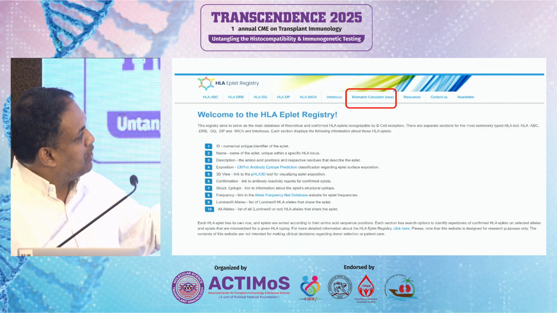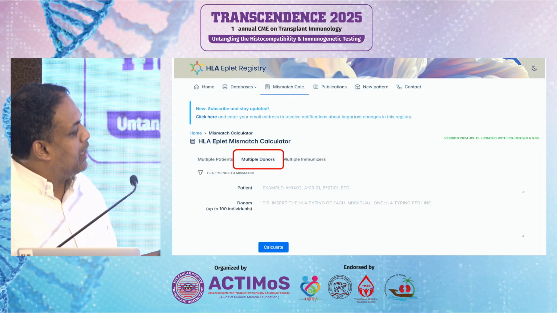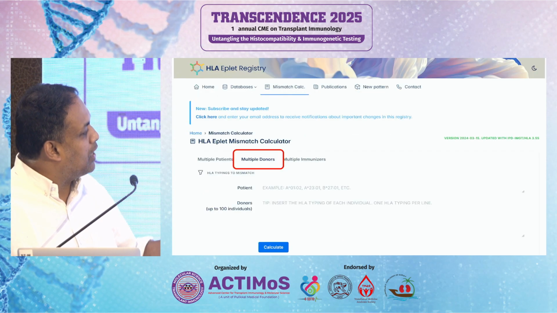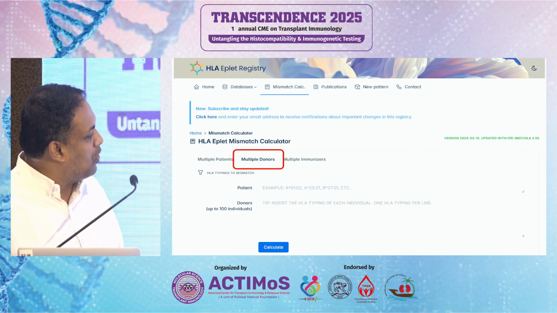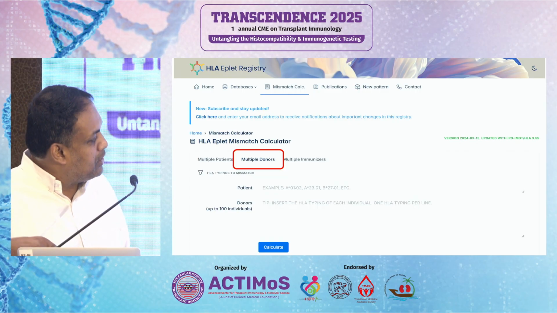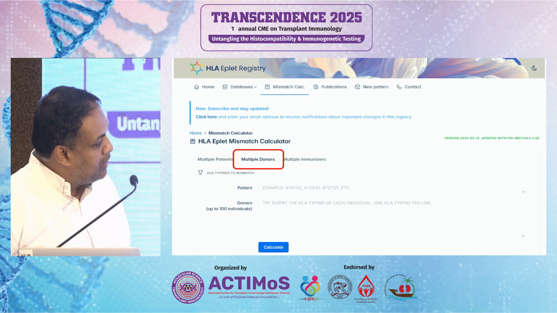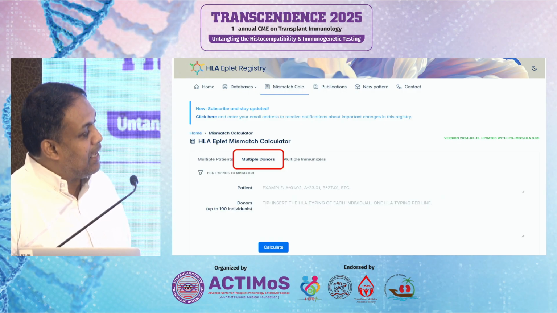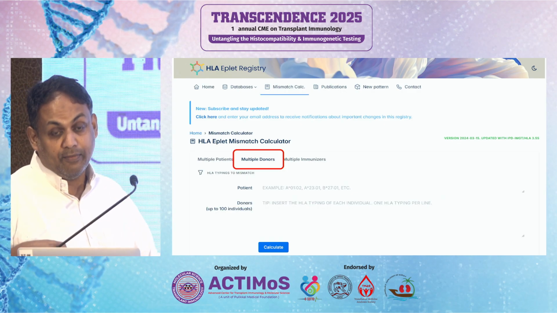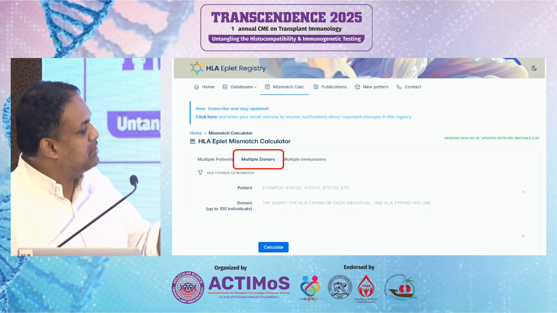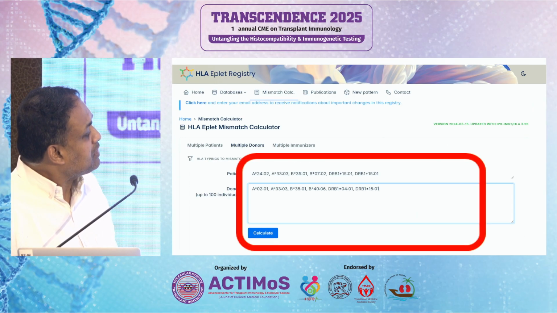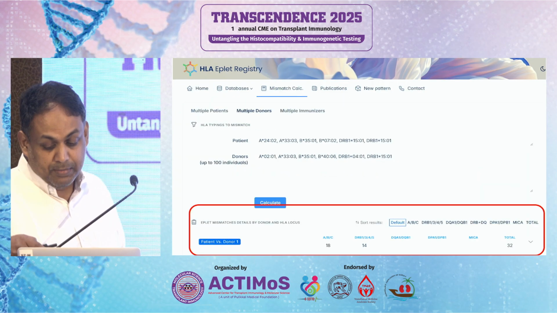Go to the mismatch calculator, click on the mismatch calculator, then you get multiple options. One thing you can do is go to the multiple donor option, and you have to enter your HLA in the patient and donor areas in the way they have mentioned. There's a prototype that they have given which you have to follow, otherwise it will not generate an output. So I've entered the patient and the donor data. You just press calculate, and it gives you the eplet mismatches.